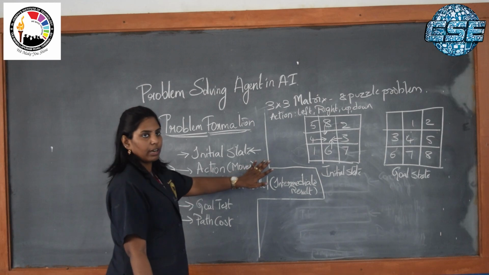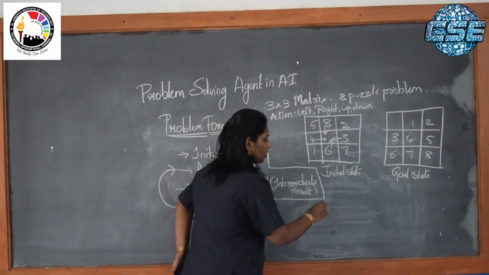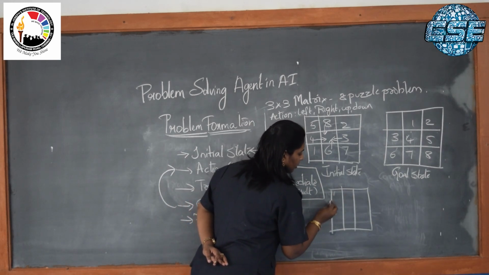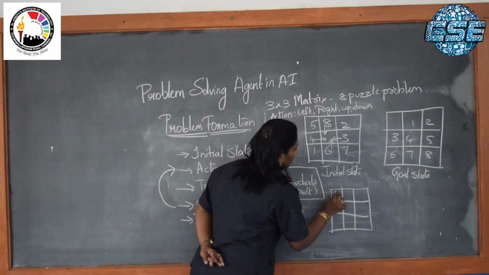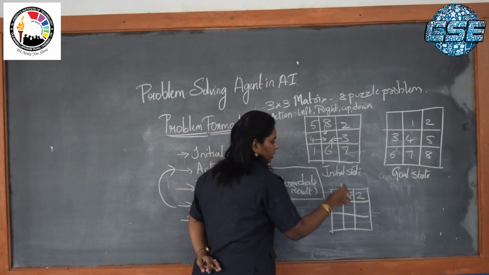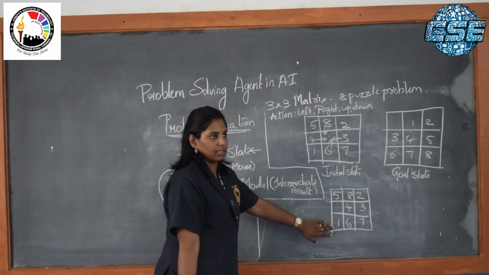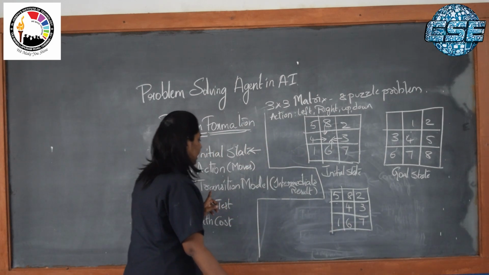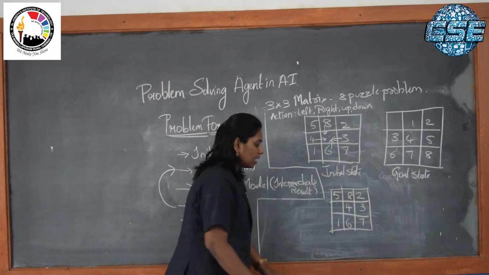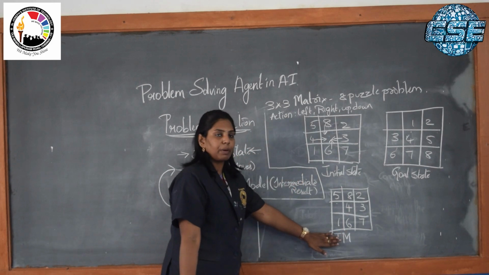So here, for example, I am going to do an action pushing this 4 to the right side. So what will be my answer here? My answer will be 5, 8, 2. I am pushing this 4 here into the middle. So now I am getting some result. This result will be my transition model, called an intermediate result. We call this TM.